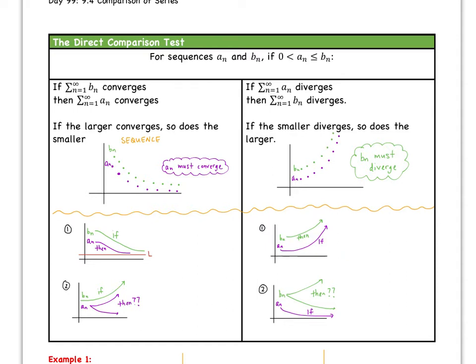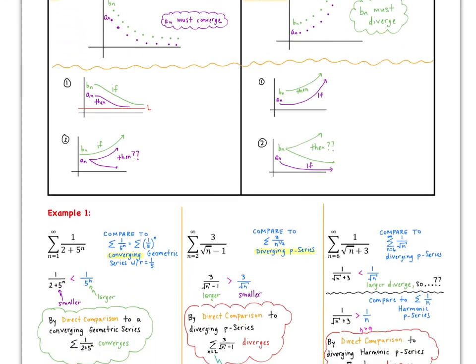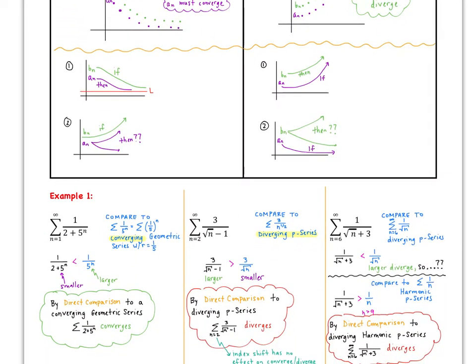So in the grand scheme of things, we have to remember these two phrases here. If the larger converges, so does the smaller. If the smaller diverges, so does the larger, okay? So when we're comparing in these examples, we have to think, which one's bigger, which one's smaller?